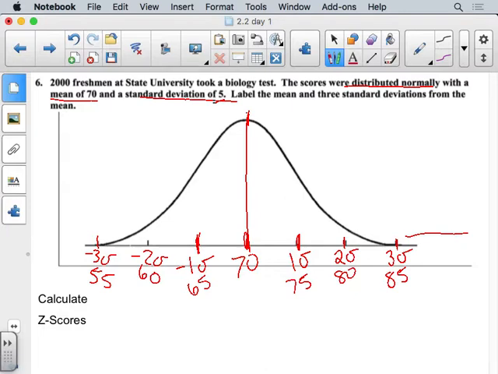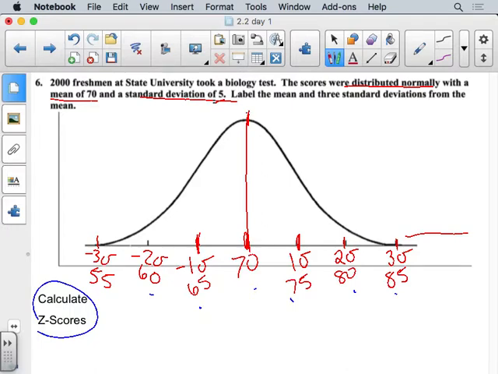Okay, so I just made a little mark for myself, so y'all don't have to necessarily write this. I just wanted to point something out here. So if I was to do the z-scores for each one of these, what would the standardized scores for each of those look like?